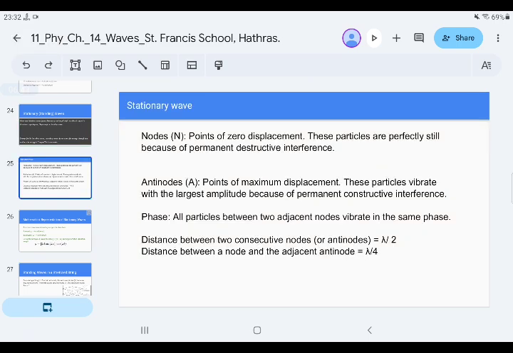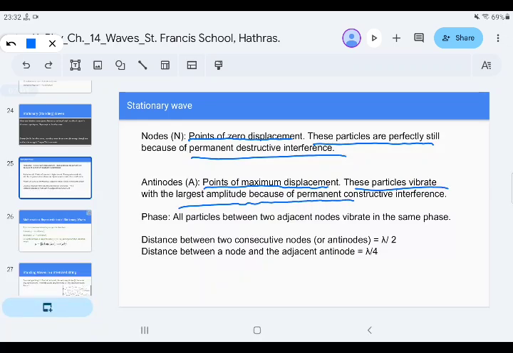I have already mentioned here the points of zero displacement are called nodes. These particles are perfectly still because of the permanent destructive interference, and the points of maximum displacement are called antinodes, and they vibrate with the largest possible amplitude because of the permanent constructive interference. I hope it is clear to you.